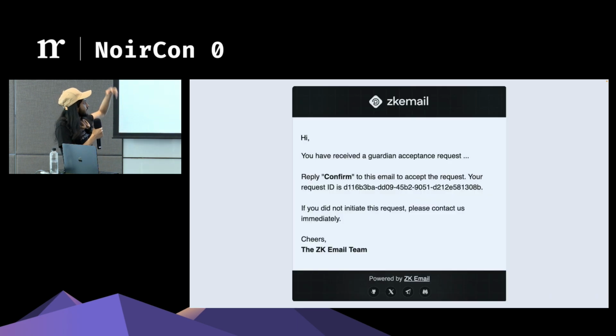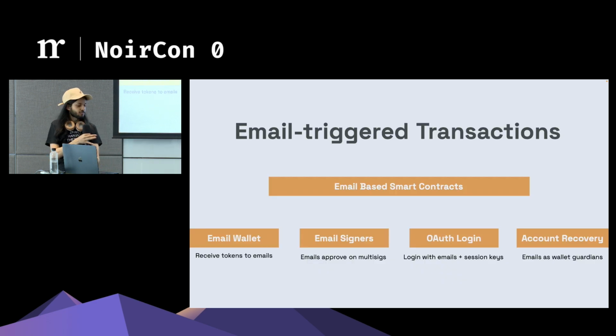You'll get an email looking something like, you have received a Guardian acceptance request in the case of account recovery. If you reply to it, it confirms you're the Guardian, and you can recover the account. This flow is identical for all of these applications. You receive an email, reply to it, and then trigger any one of these operations.